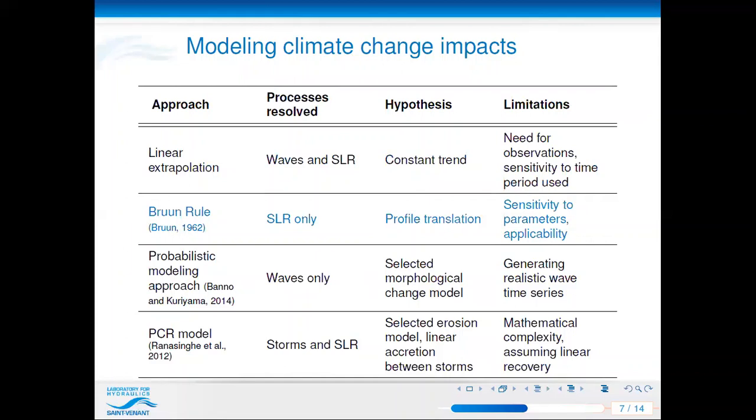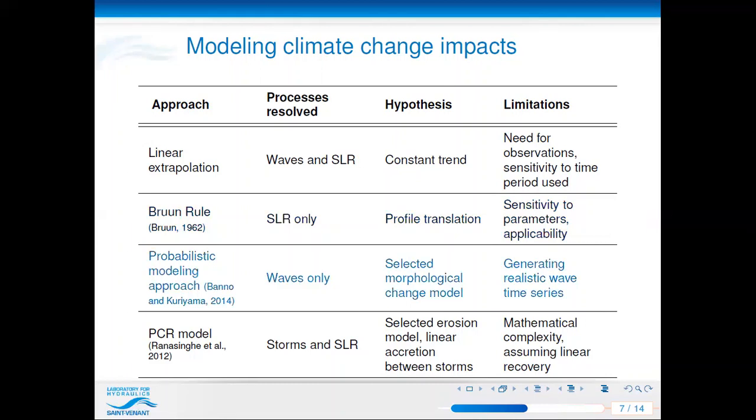For looking at the impacts of sea level rise, the most commonly used approach is the Bruun rule that assumes a very simple equilibrium profile that will be translated both horizontally and vertically with changes in sea level. This is very highly sensitive to the parameters that are used in this, and its applicability has been questioned in time.